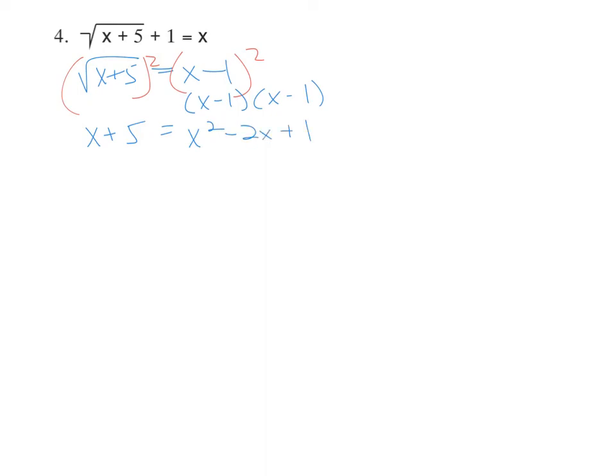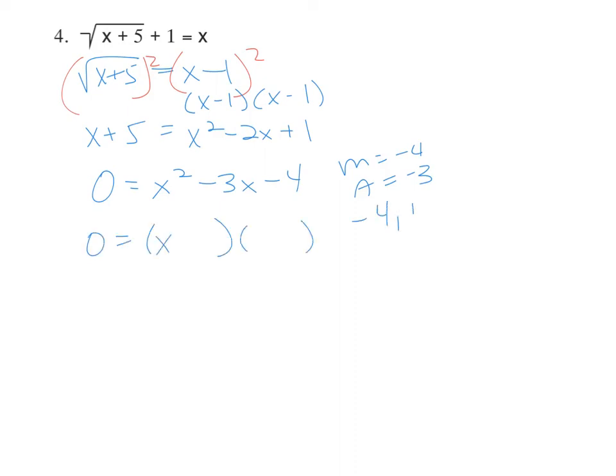And so now I have actually a quadratic equation. So since my x squared is positive, I'm going to bring everything over to that right-hand side. I'll subtract the x from both sides, and I'll subtract the 5 from both sides. And this isn't bad because I have something that's factorable, and it's the easy kind of factoring. What multiplies to give me negative 4 and adds to give me negative 3, negative 4 and 1. So I get x minus 4, x plus 1.